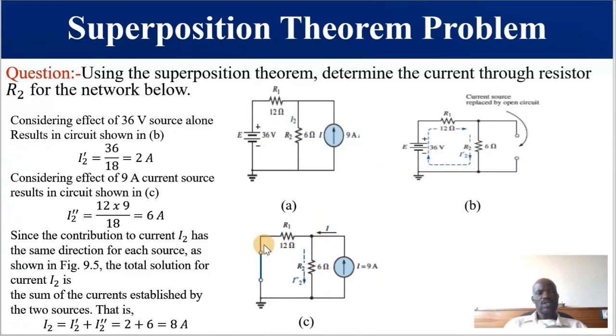We are now going to find I2 due to the 9-amp current source, and what we do is replace the 36-volt source with a short circuit. These two resistors are now in parallel. And how do we find the current flowing through R2? We use the current divider rule. That's 12 times 9 divided by 18, and this is going to give you 6 amps. This is going in the downward direction, and we've designated it as I2 double prime, and I2 prime is also going in the downward direction, so we are going to add them. So I2 is equal to I2 prime plus I2 double prime. That's 2 plus 6, and this gives us 8 amps as the current flowing through resistor R2.